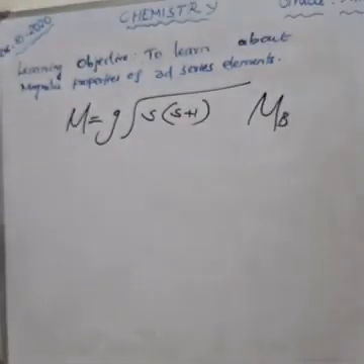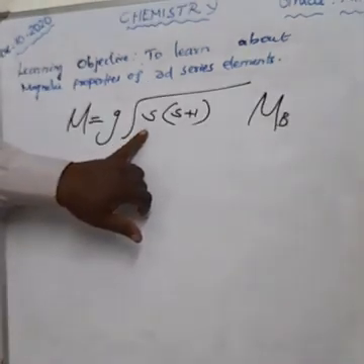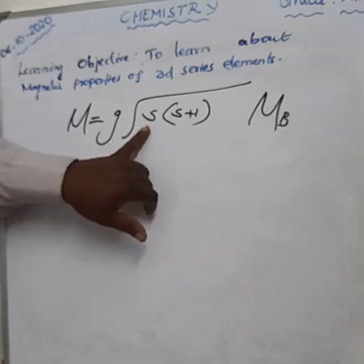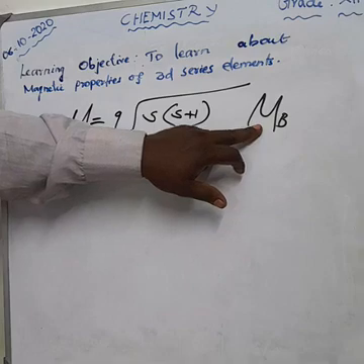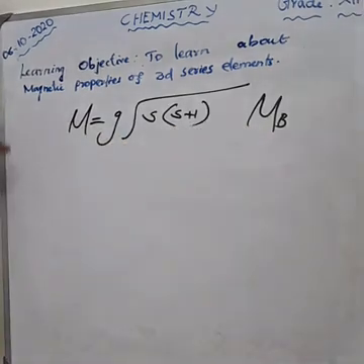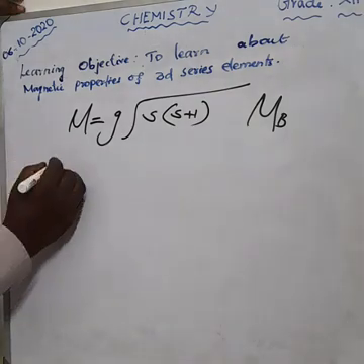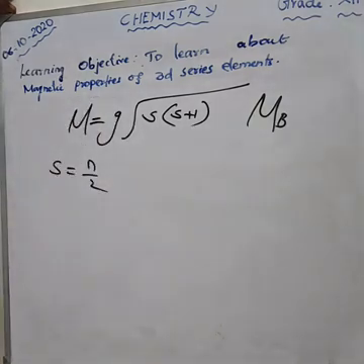What is the meaning of S? S is the total spin quantum number of the unpaired electrons, and mu B is the Bohr magneton. For an ion with n unpaired electrons, S is equal to n by 2.